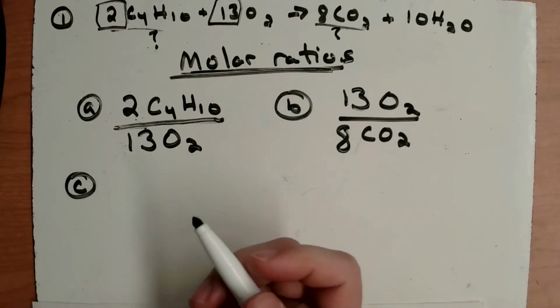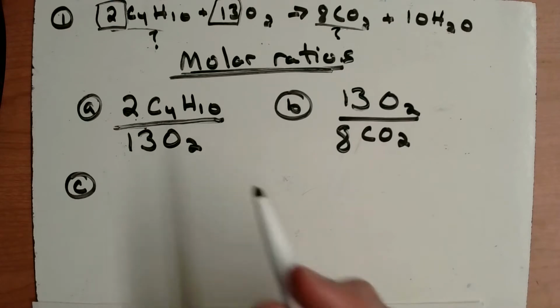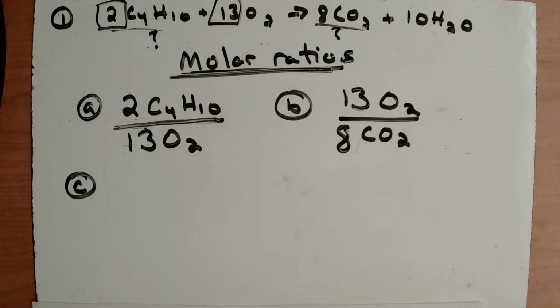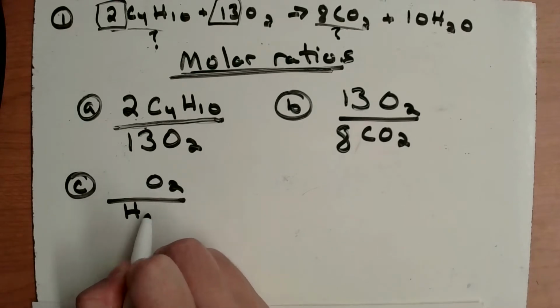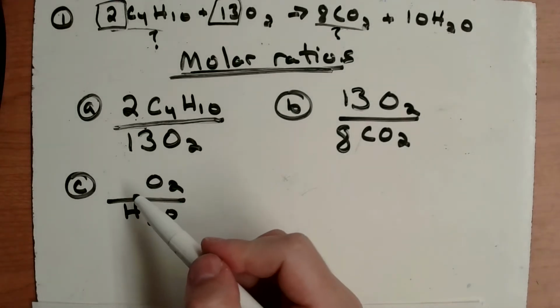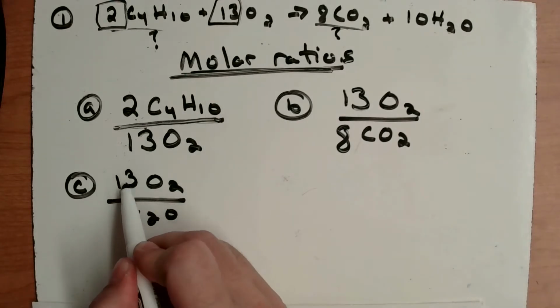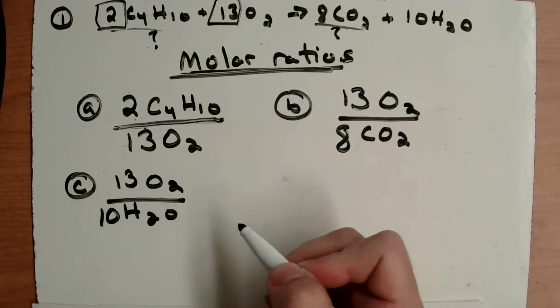Okay, letter C. So hopefully you paused it and now you're back. Letter C says O2 to H2O. So again, just the coefficients from the balanced chemical reaction. So 13 O2 for every 10 H2O.